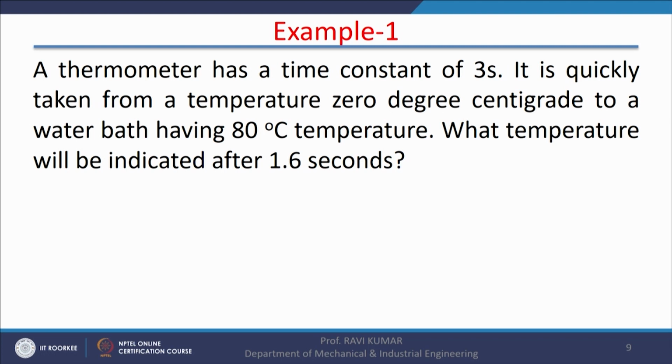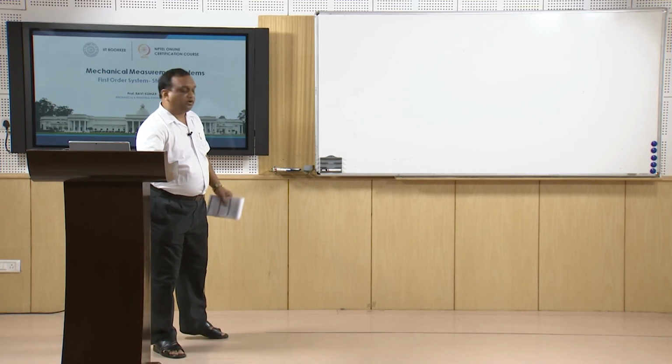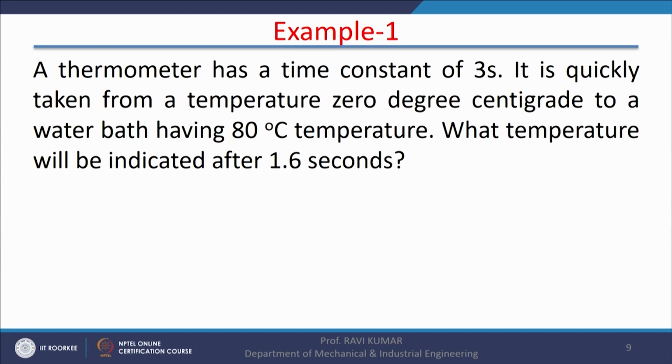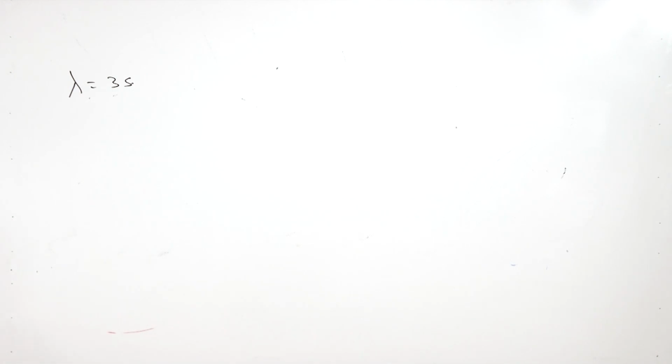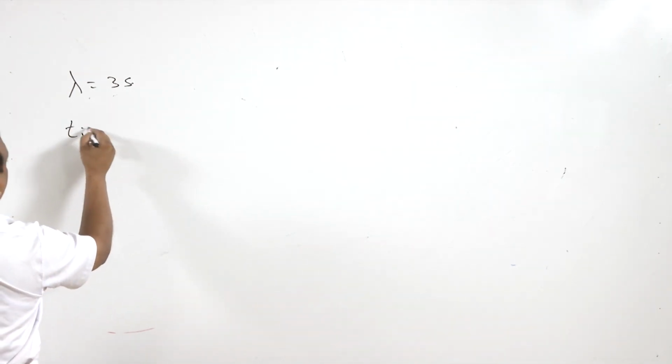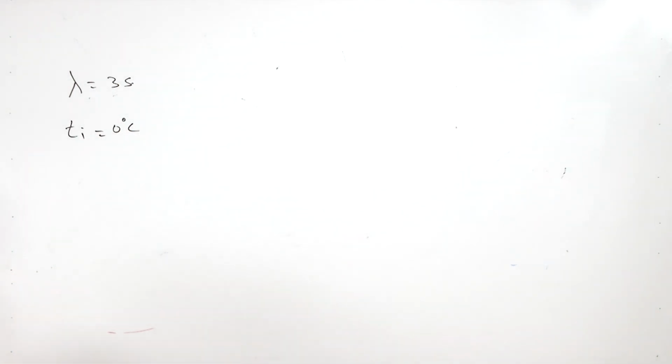Now in this example, it is stated that a thermometer has a time constant of 3 seconds. So the time constant for the thermometer is 3 seconds, right? The initial temperature of the thermometer is 0 degree centigrade. It is dipped in melting ice, so the initial temperature is 0 degree centigrade.